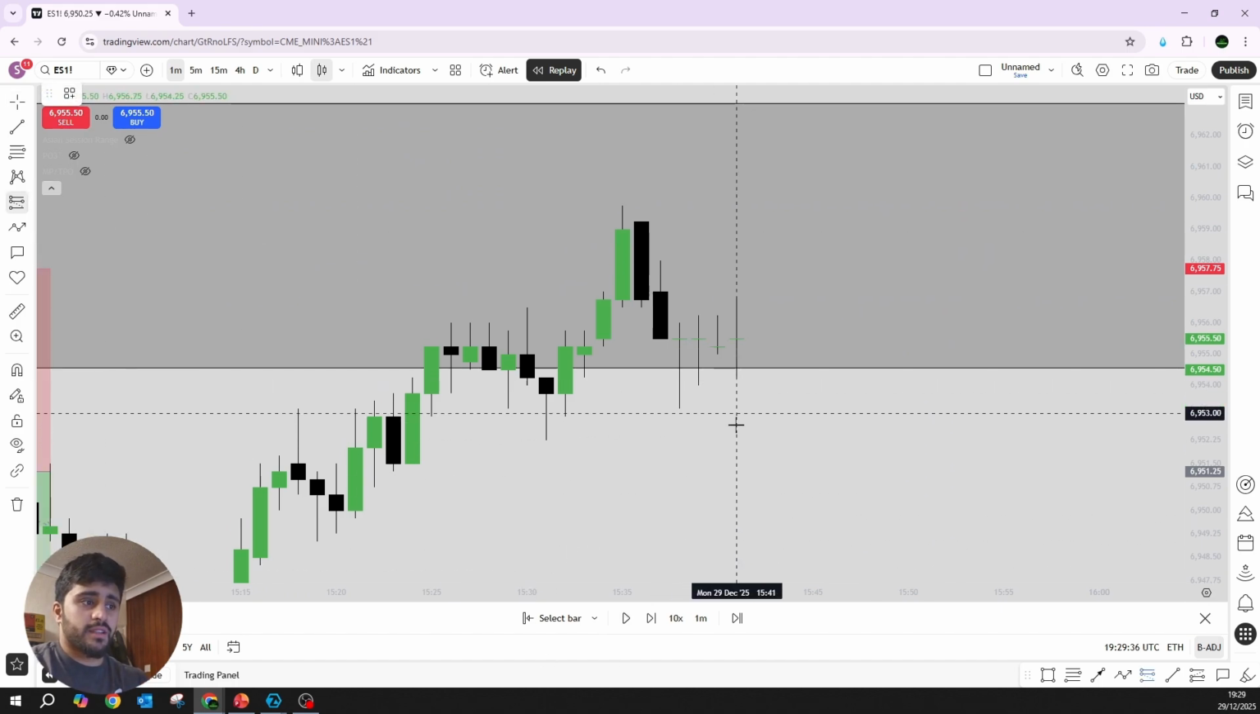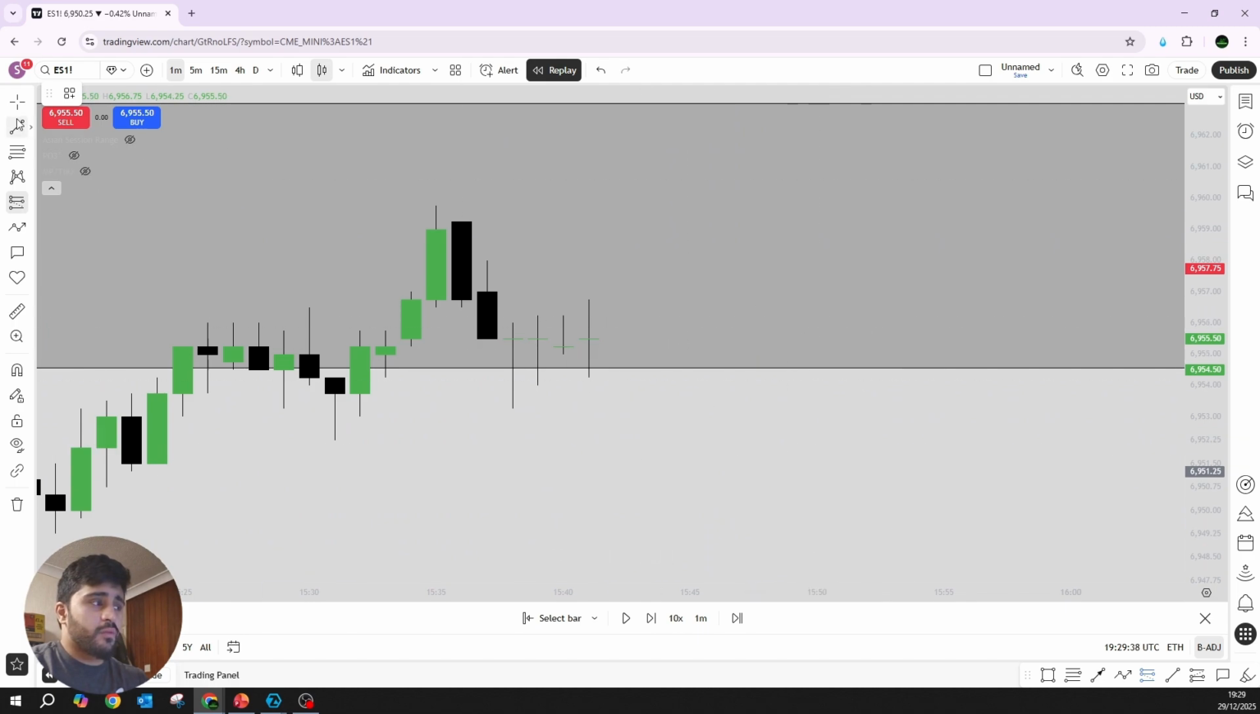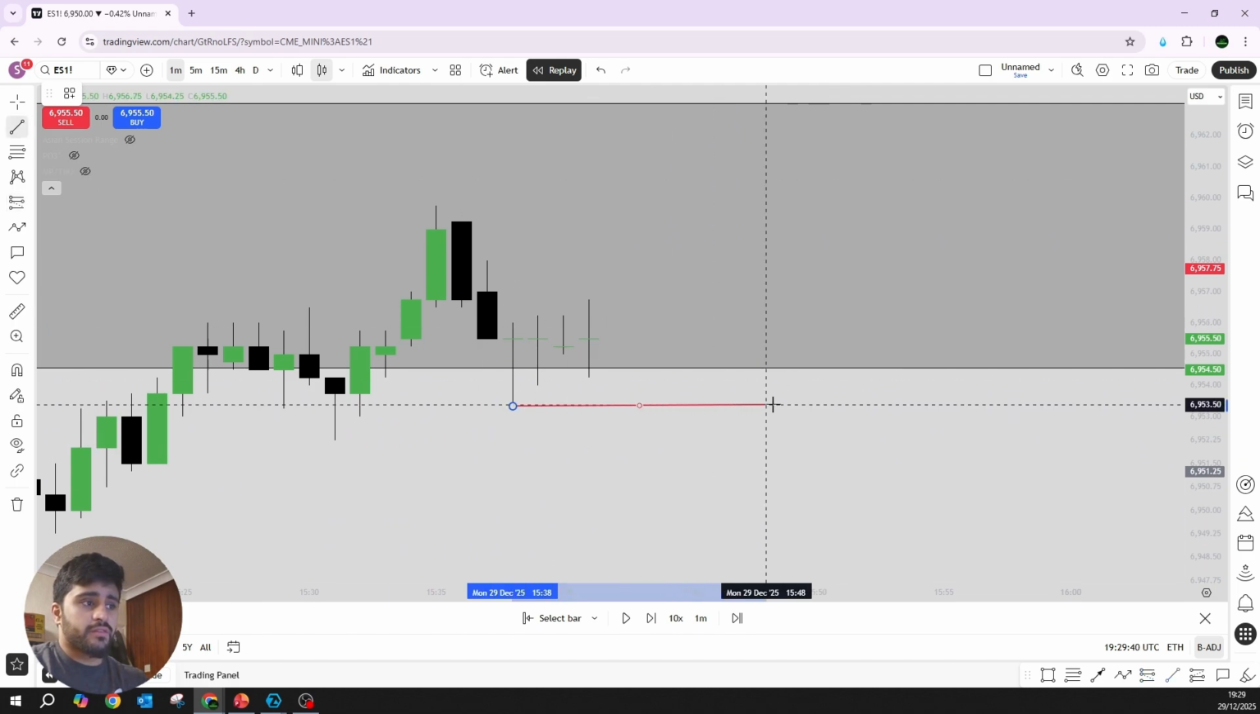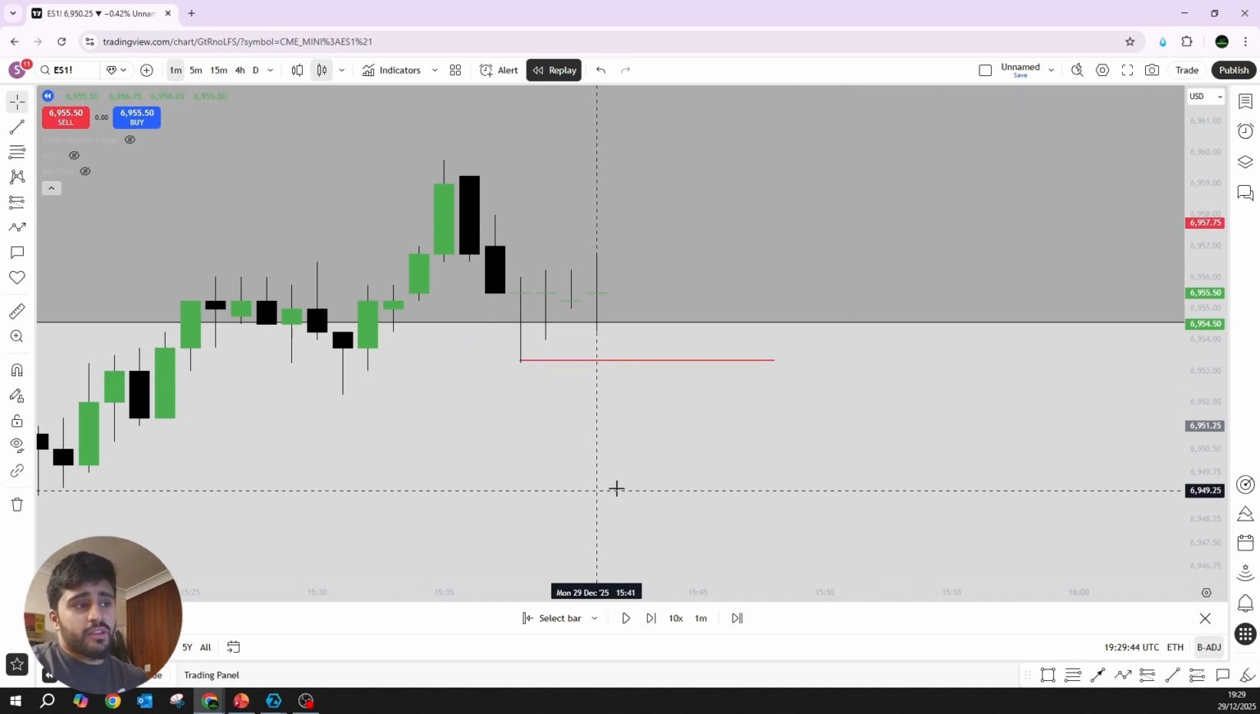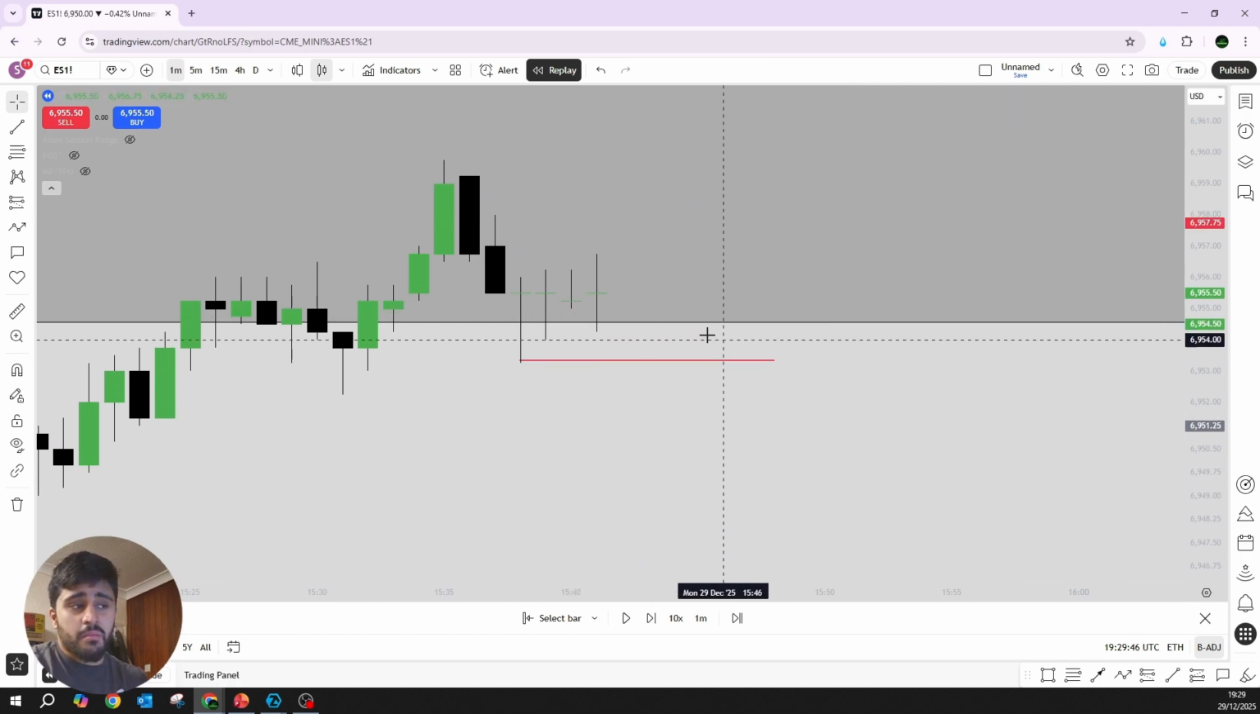So the way that I would take this is I would look for the first candle outside of the zone like this. So I'd mark out a break line, and I would wait for the market to come, and I would take a market execution as soon as we get below the red line. That is what you're looking for.